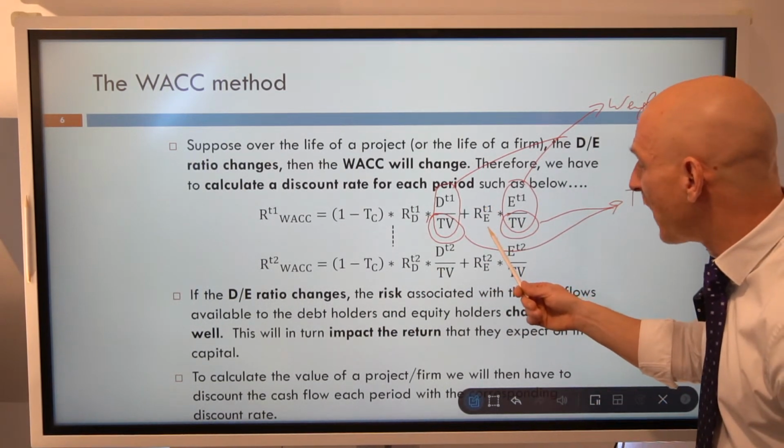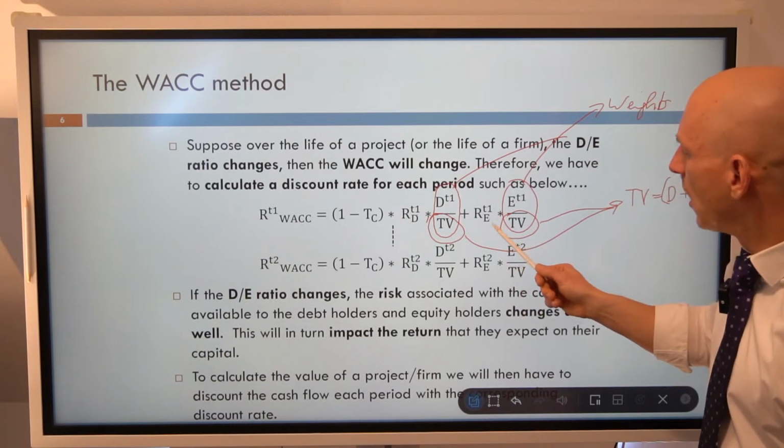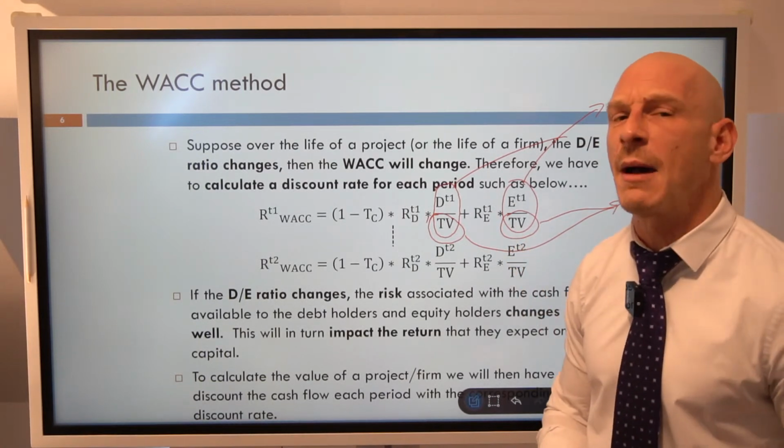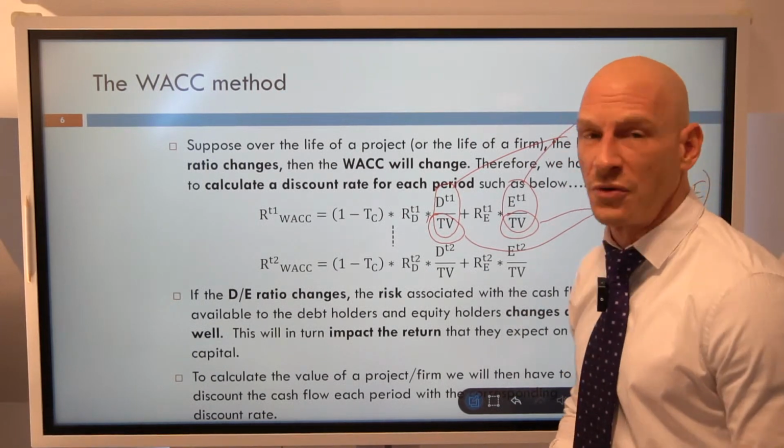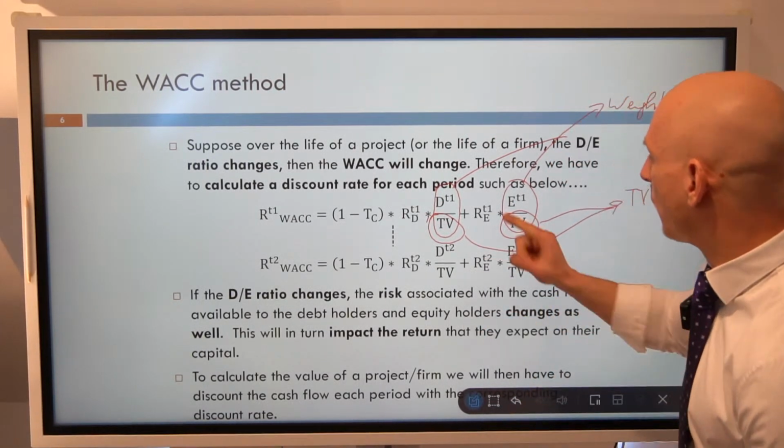Here we have the cost of equity for the first year. How do I get my cost of equity? Where is it coming from? Tell me, guys. Yeah, excellent, Enrique. Absolutely correct. This is where we will utilize our good old friend, well, maybe not good friend, but old friend CAPM. That's where that is coming from.